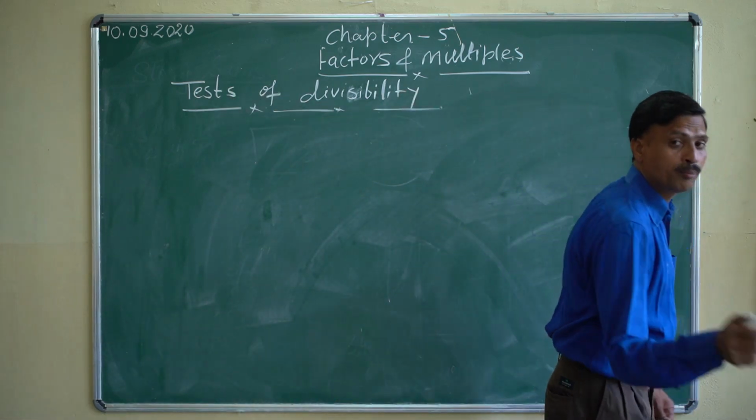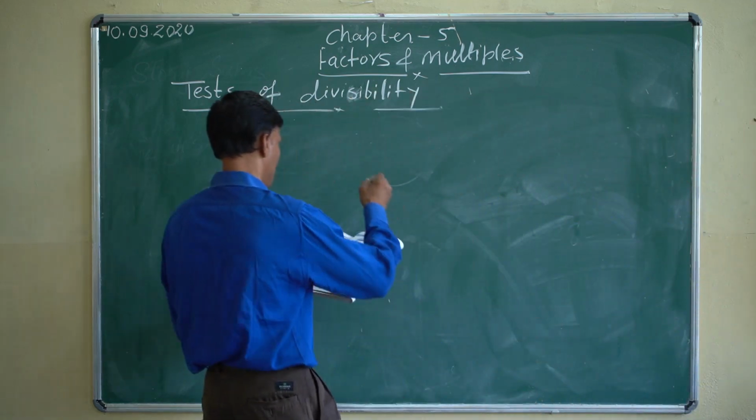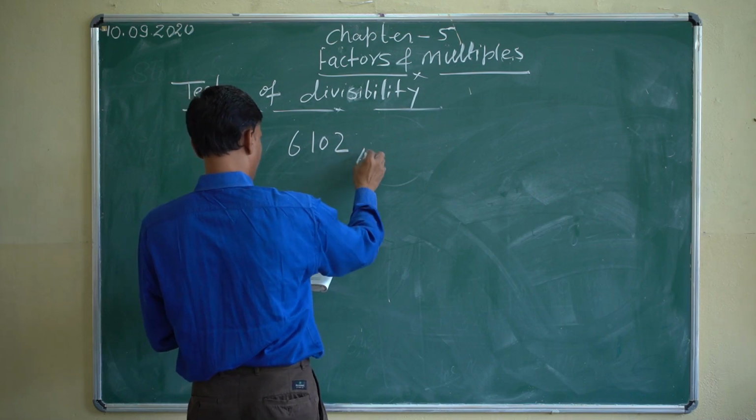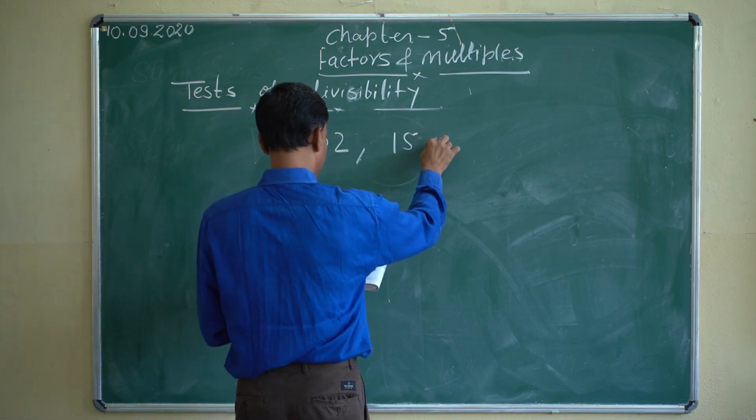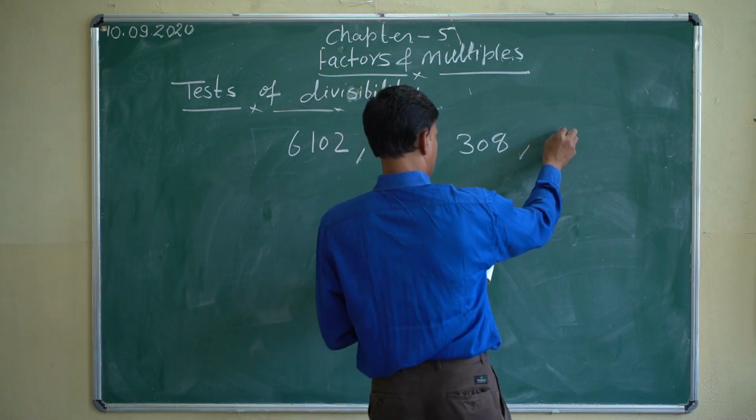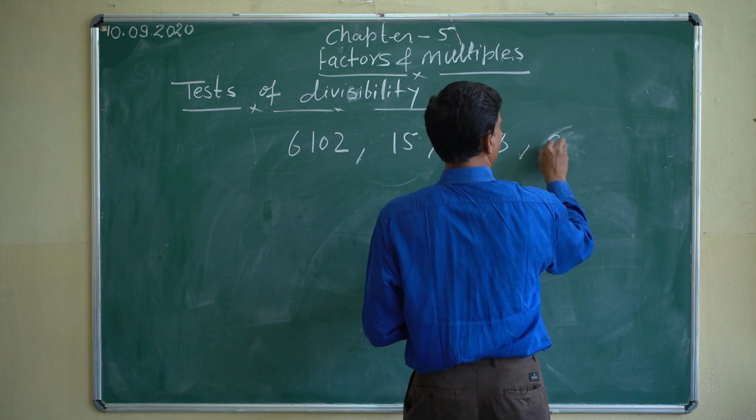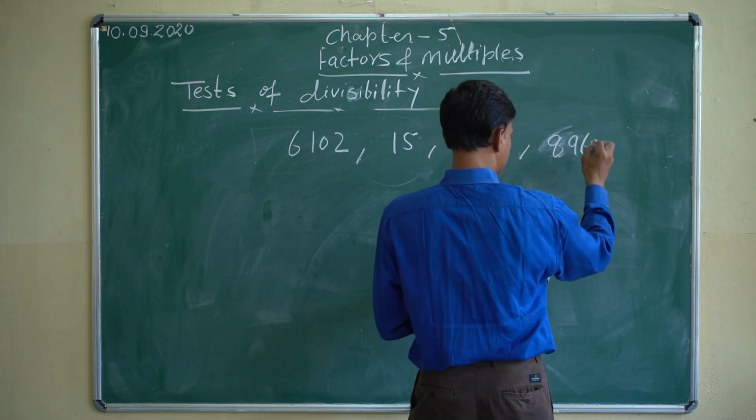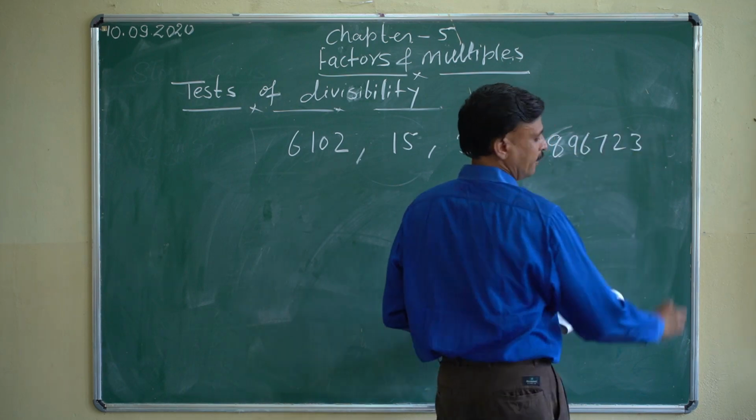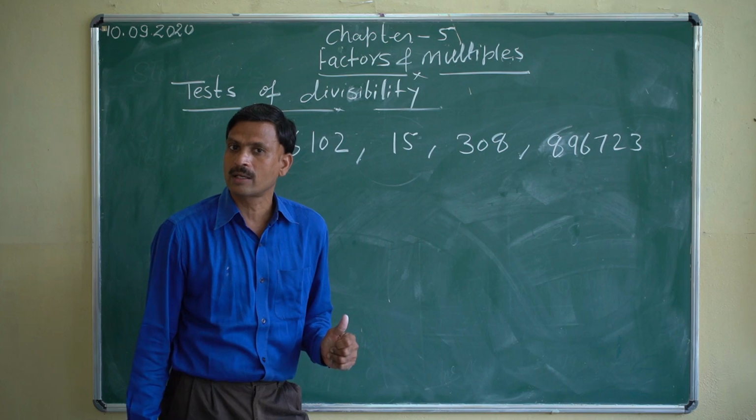I am taking some numbers from your book. The numbers are 6102, 15, 308, 8 lakh 96,726. Now we'll see which number is exactly divisible by 6 or not.